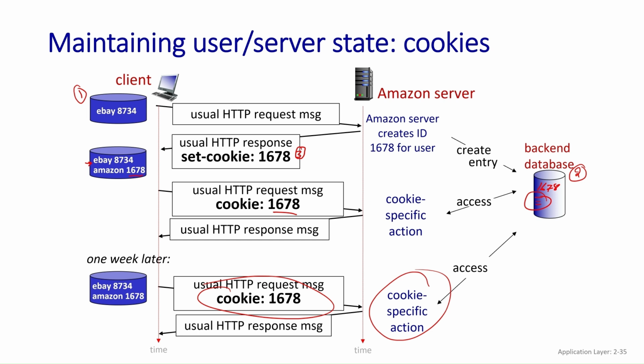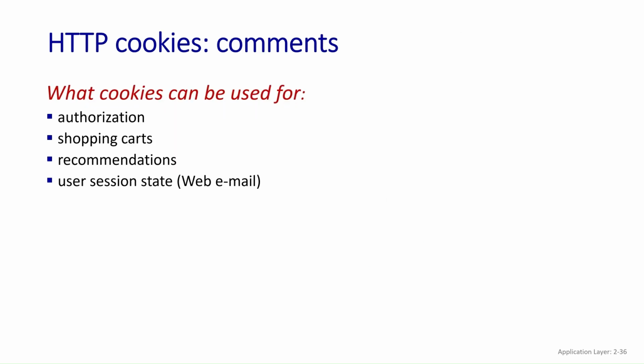so we need four components: header line, number one. We need a file which is maintained at the client by the browser. Then we need a backend database which is maintained by the server. Then we need HTTP header line in HTTP response, and header line in HTTP request. Okay, so cookies are very, very useful, right?